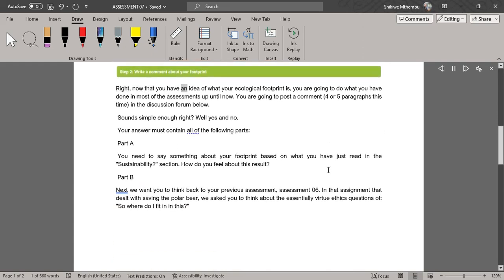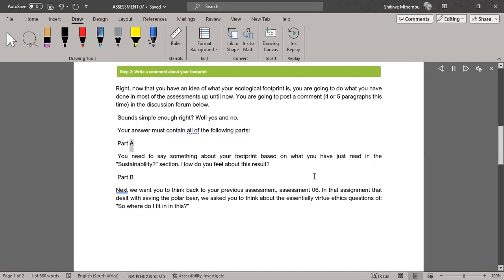Right, now that you have an idea of what your ecological footprint is, you are going to do what you have done in most of the assessments up until now. You are going to post a comment, 4 or 5 paragraphs this time, in the discussion forum below. Sounds simple enough, right? Well, yes and no. Your answer must contain all of the following parts.